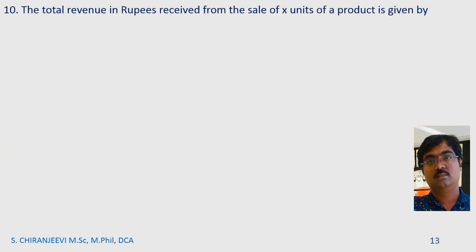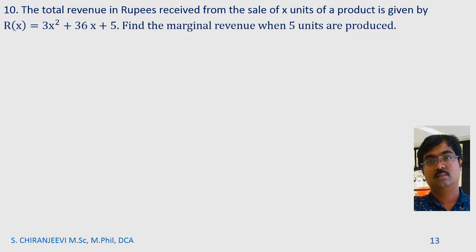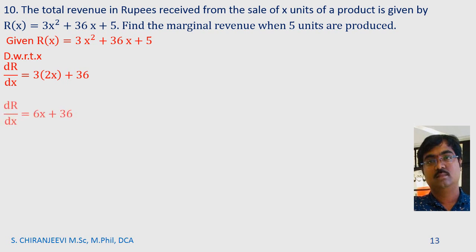Next, 10th one. The total revenue in rupees received from the sale of x units of a product is given by R of x equal to 3x square plus 36x plus 5. Find the marginal revenue when 5 units are produced. Given R of x equal to 3x square plus 36x plus 5. Differentiating with respect to x, dR by dx equal to 3 will be as it is. Differentiation of x square is 2x, plus 36. Differentiation of x is 1 and differentiation of a constant is 0.